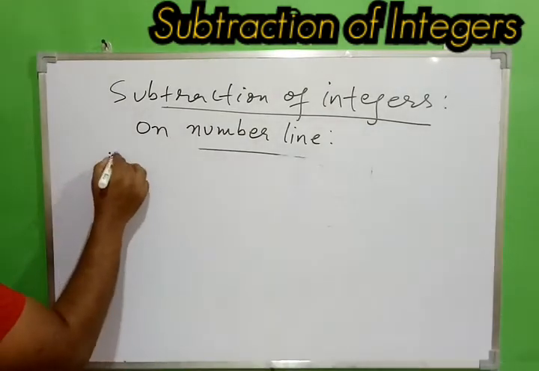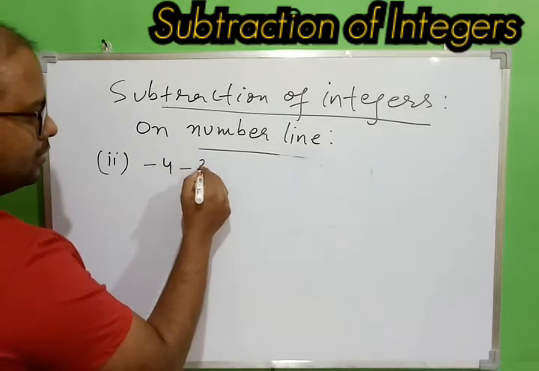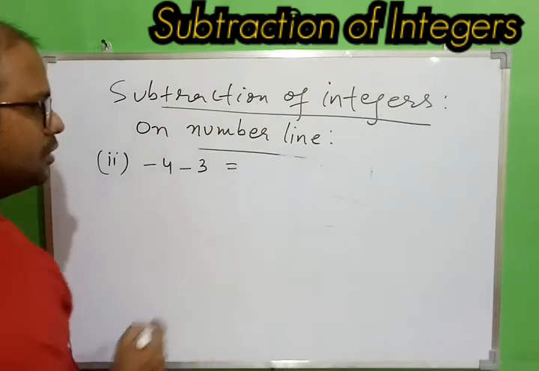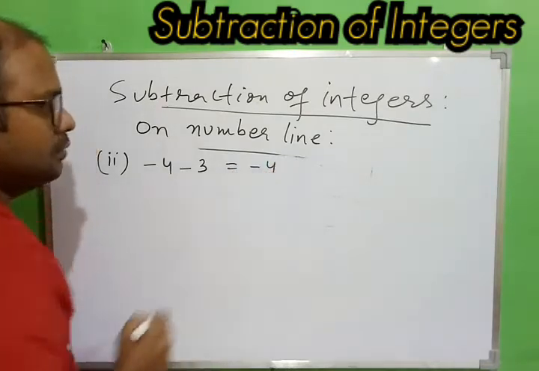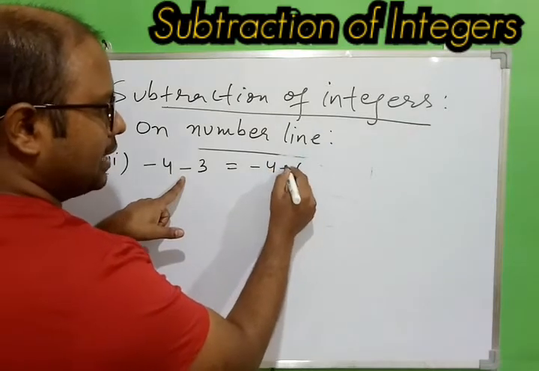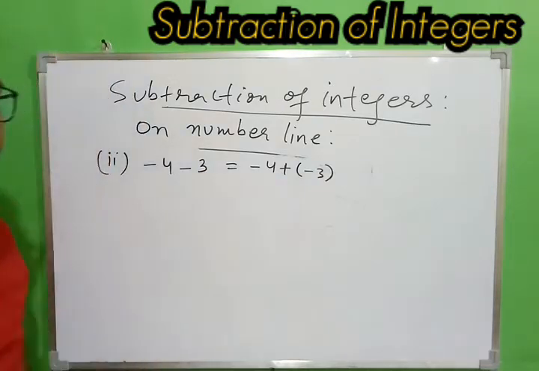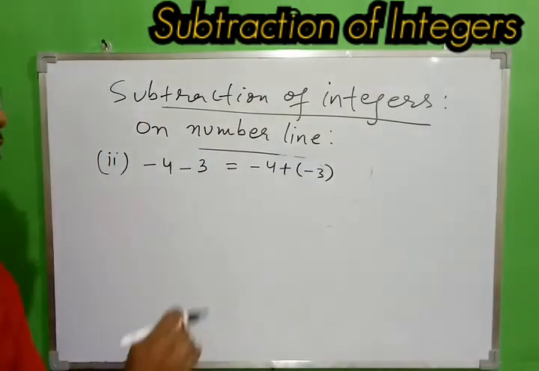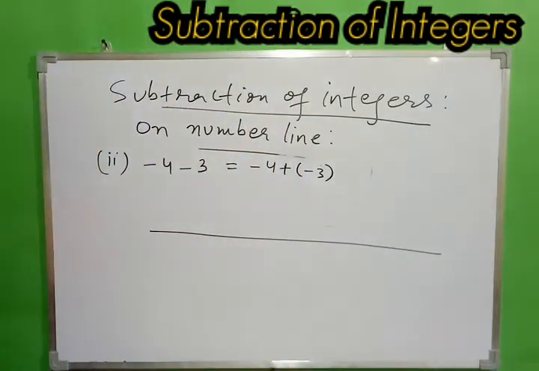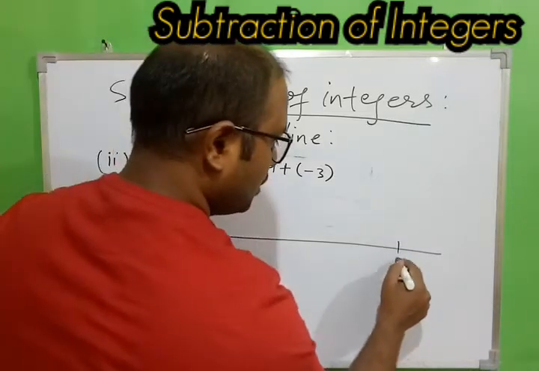Number 2 is minus 4 minus 3, for example. So we already know minus 4, minus is to be replaced by plus, and within the bracket 3 should be replaced by minus 3, that is the additive inverse of 3. We already understood on the number line how to show the addition of negative integers. Both are negative integers, so we must start with 0 here.